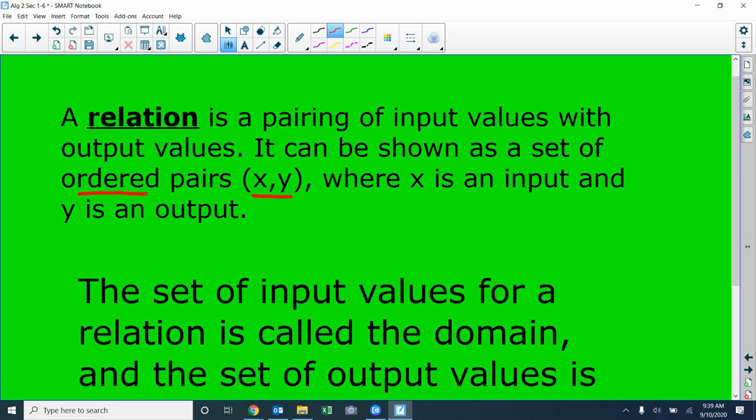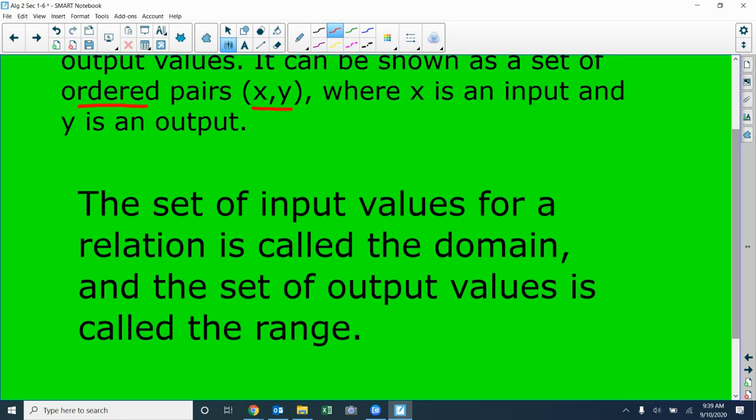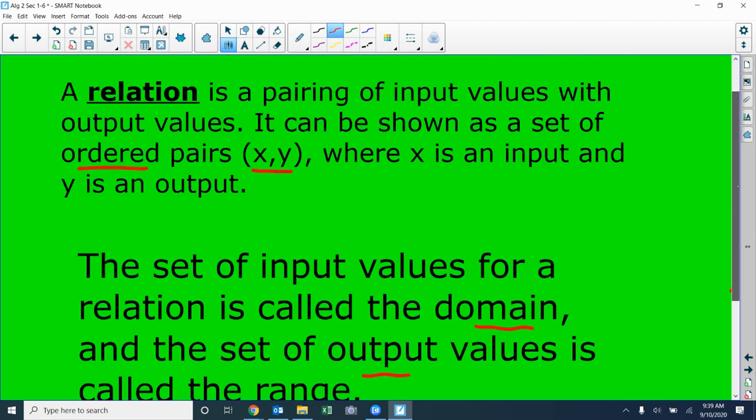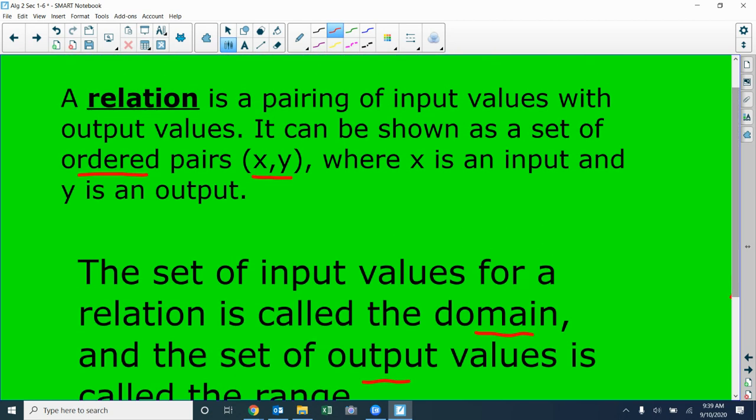So of course, we've talked about that already. The set of input values is the domain. The set of output values is the range. Domain and range, something you've heard before and been drilled into your head numerous times, I'm sure. So today we're going to work with some functions. There are certain relationships that have something special. Just because it's a relationship doesn't mean it's a function. Functions are a little different, okay?